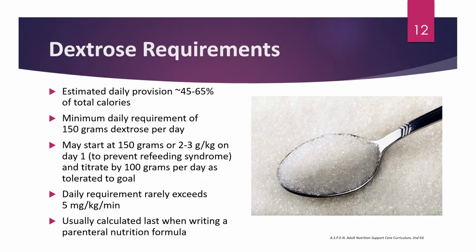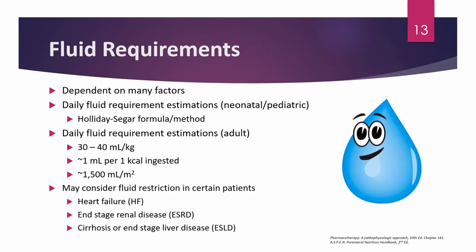Daily requirement for dextrose typically does not exceed 5 milligrams per kilo per minute. That is an FYI number. That is not a number you necessarily need to know, but it may come up whenever you practice with parenteral nutrition if you have certain types of software that tell you how many milligrams per kilo per minute you are infusing. And in some cases, some of the data actually says you can go all the way up to 7. We usually calculate dextrose last whenever we're doing a PN formula, and we'll talk more about that on the day where we prescribe parenteral nutrition formulas.